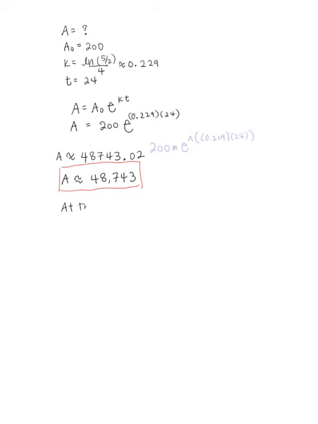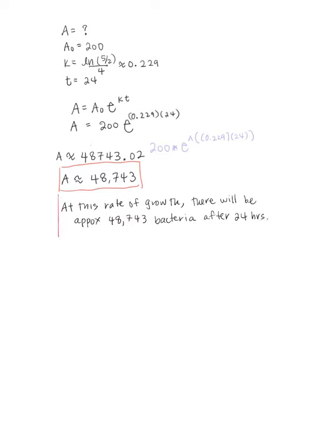So I'm just going to write that out. At this rate of growth, there will be approximately 48,743 bacteria after 24 hours. All right, so this is going to be our final answer.